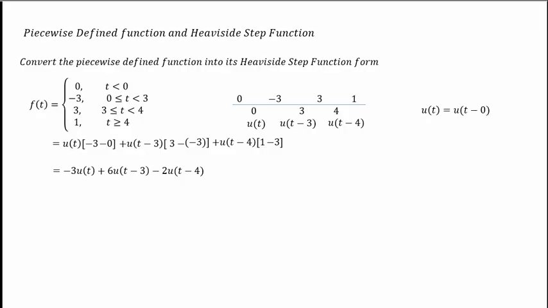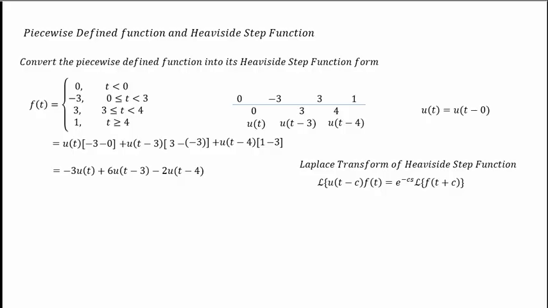Now let us recall the formulas we know for Laplace transform. For u(t minus c) f(t), when you want to take the Laplace transform, it will be e to the negative cs, and then f(t) will be replaced by f(t plus c). So that exactly we'll be doing in our Laplace transform. And also to remember, the Laplace transform of any constant will be the constant over s, as you know. You can check this in your formula sheet for Laplace transform.